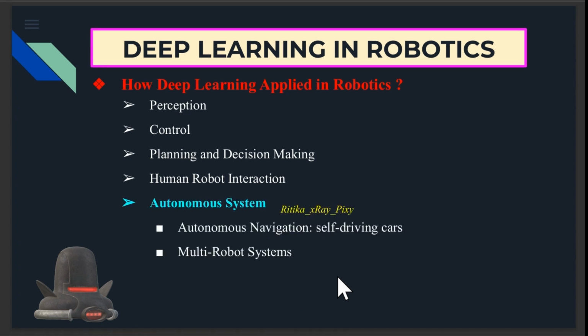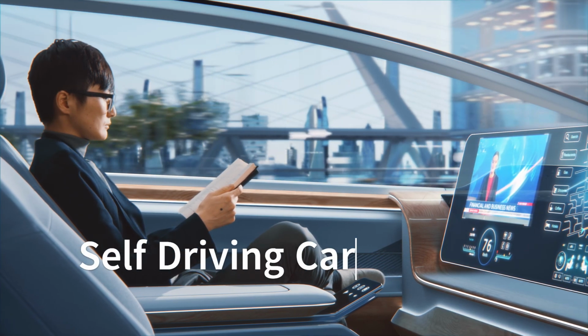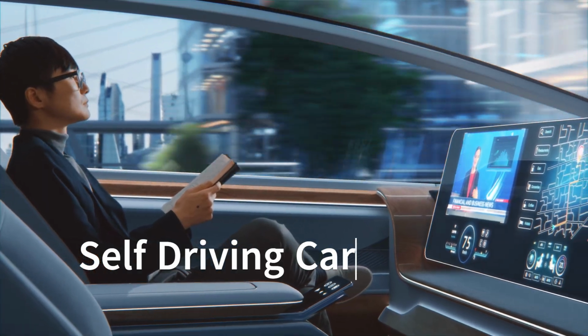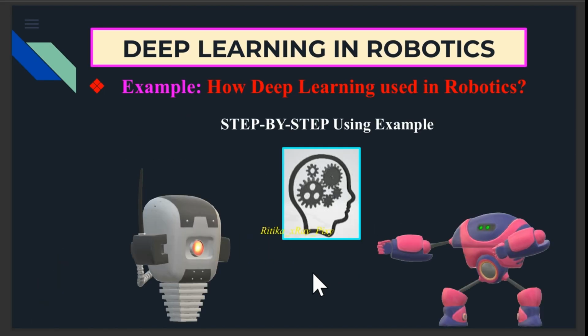Next, we have autonomous systems. Here, deep learning allows robots to navigate autonomously in complex environments. Now we will try to understand this using an example of how deep learning is used in robotics.